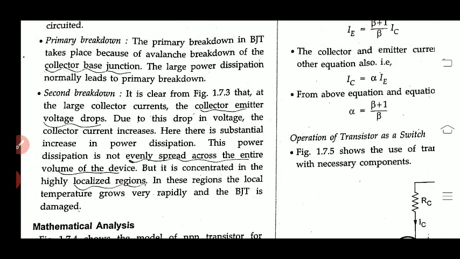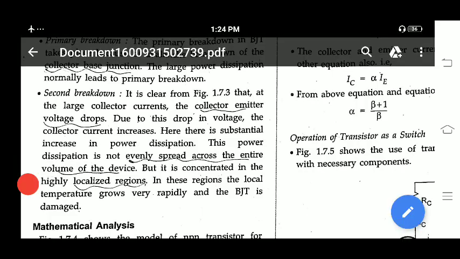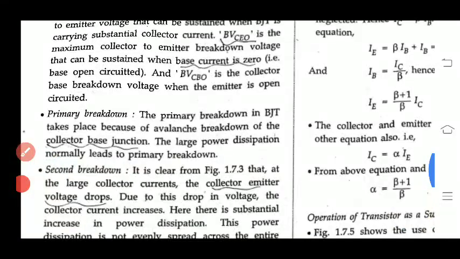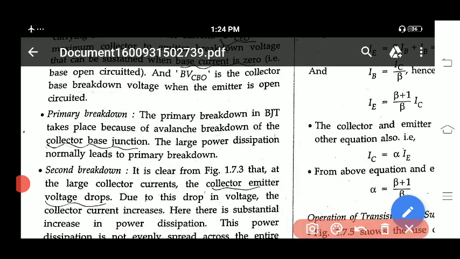In that graph we have seen there are two types of breakdown that take place. The first one you can call a primary breakdown. The first type, primary breakdown in a BJT, takes place because of avalanche breakdown. Here avalanche breakdown means what? Fast moving electrons hit the atoms and also generate free electrons, resulting in carrier multiplication. Because of this carrier multiplication, the breakdown of the junction that takes place you can call an avalanche breakdown.